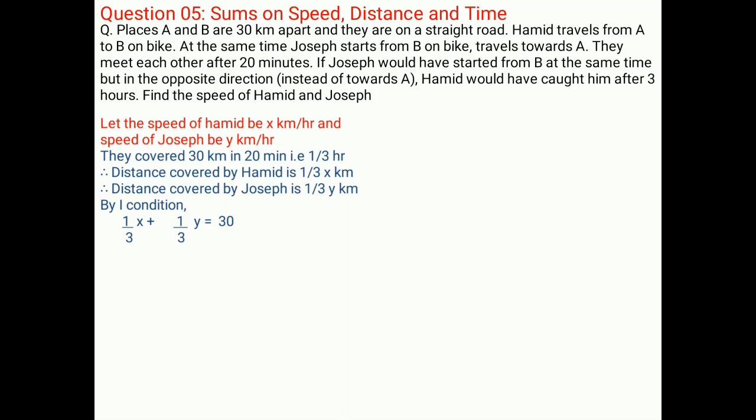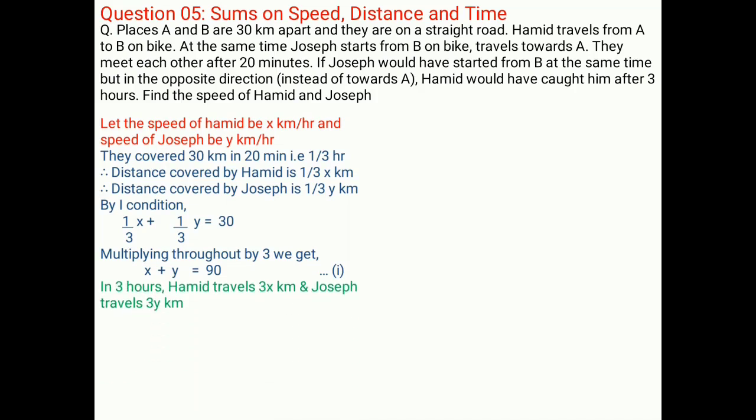You might have noticed that the equation is not in the general form of ax plus by is equal to c. Therefore, I will be multiplying throughout by 3 to get the general form. This gives me x plus y is equal to 90. This becomes my equation number 1. Now, let's move on with the question.